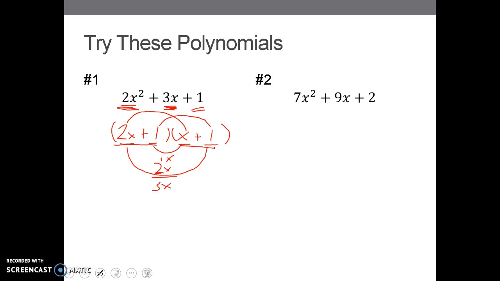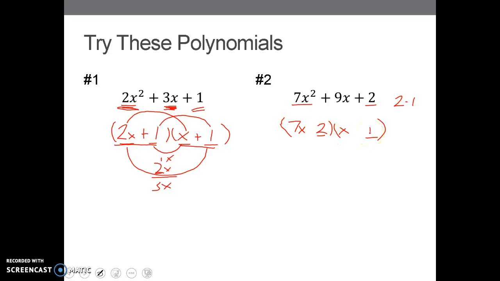Hopefully you've done that, and hopefully you were able to go through something like this. I'm going to factor this the same way I did number 1, except I need something that gives me 7x squared. So I'm going to put 7x times x, and then I want something here and here that gives me my last term, which is 2. So it can either be 2 times 1 or 1 times 2. And so it's a guess and check here, really. I'm going to start here with 2 and 1.